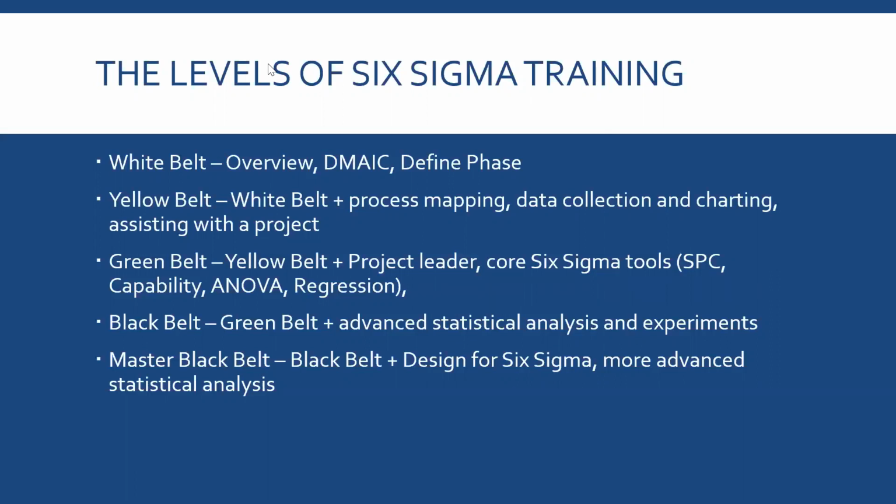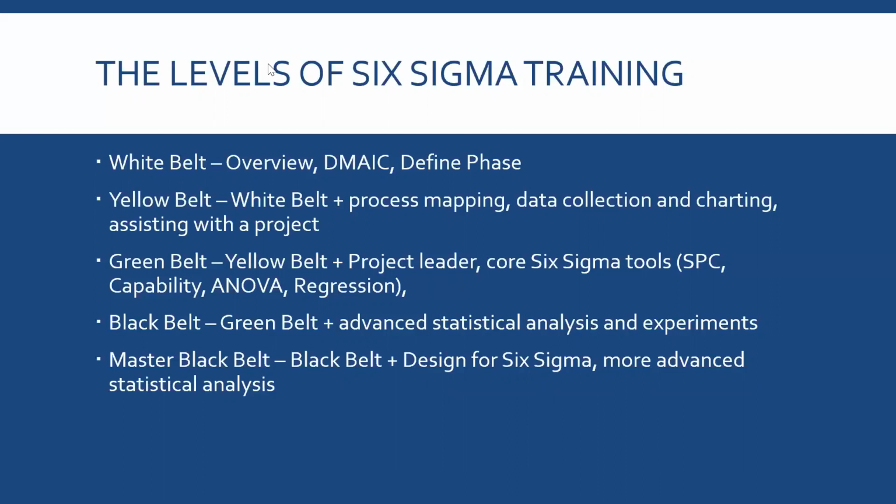Green belt. Now, in the green belt, you should have all of the above, the yellow belt and the white belt. You could be a project leader. You know the main tools of Six Sigma, such as statistical process control, the ability to find the capability of a process, ANOVA statistics, regression, all this. If you know this, it means that you are at the green belt level.